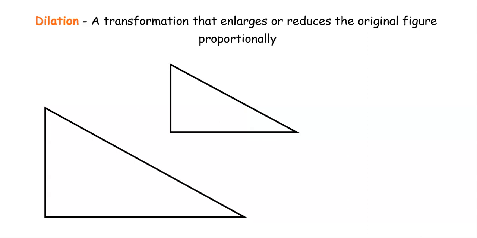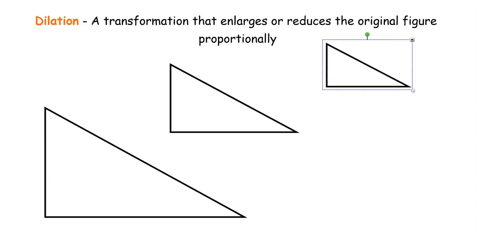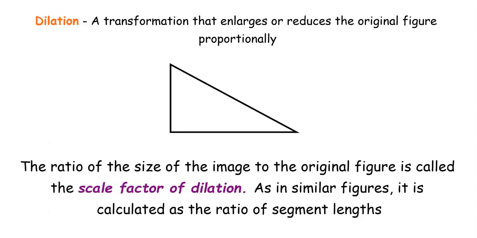If we were to check the side lengths of the original triangle against the side lengths of the image triangle, we will find that all of the side lengths are proportional. Similarly, we can make another copy of this triangle and have it shrink as a part of that motion. In this case, it is a dilation that reduces the original figure proportionally. And much like similar figures, when we talk about the extent to which an original image is enlarged or reduced as a part of a dilation, we call it a scale factor. The scale factor of a dilation is the ratio of the size of the image to the original figure. As in similar figures, we calculate it as the ratio of segment lengths.